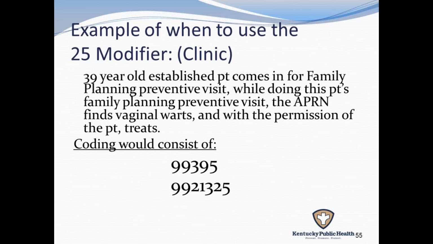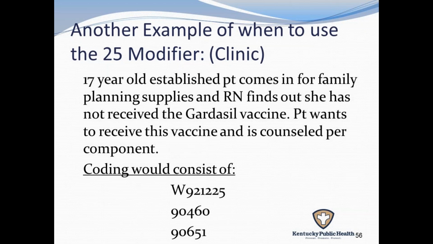Now, let's go on into our examples. A 39-year-old established patient comes in for family planning, preventive visit. While doing this patient's family planning preventive visit, the APRN finds vaginal warts and, with the permission of the patient, treats. Your coding would consist of 99395 for her preventive visit, and then they would also code the 99213 because they actually are treating an STD, and this is actually with treatment.